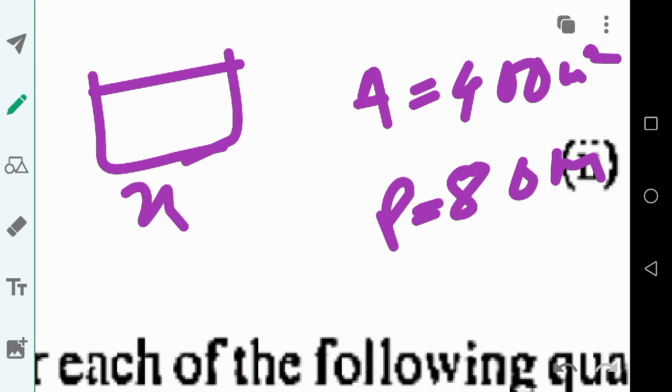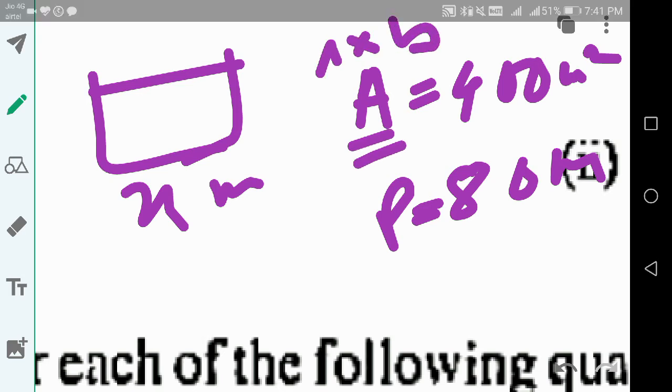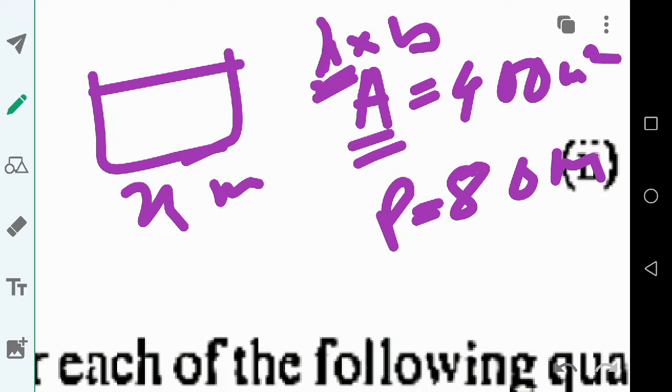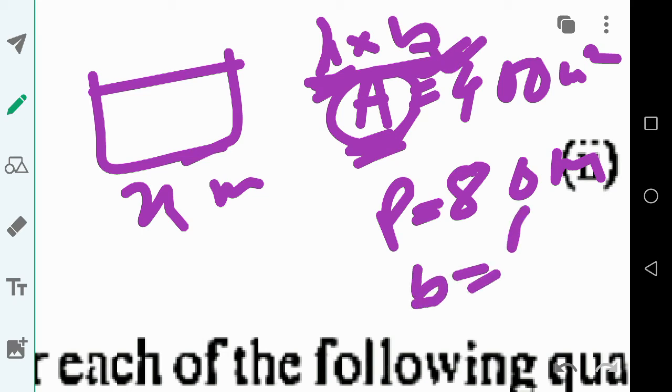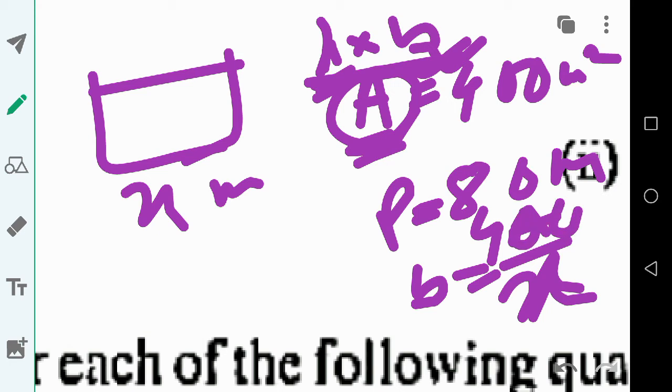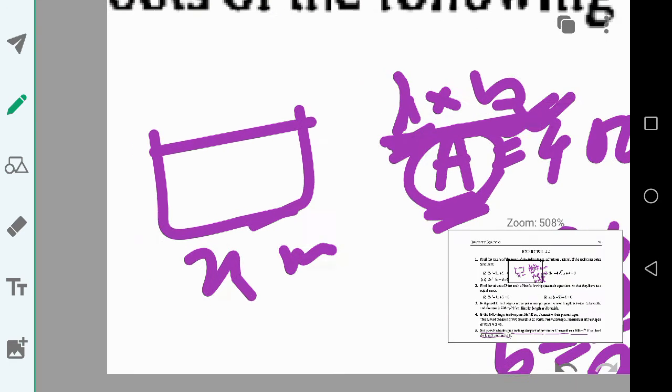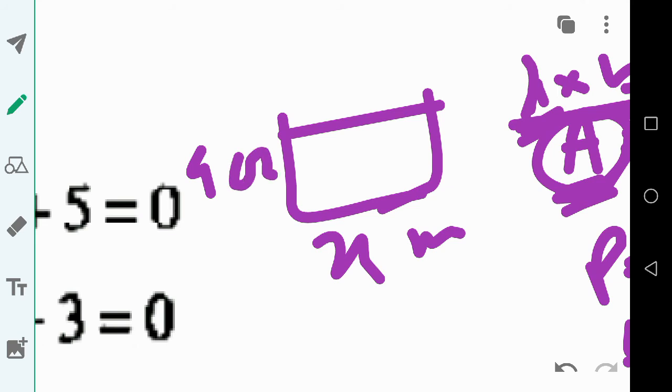If we consider the length is x meters, then what will be the breadth? We know area is equal to length into breadth, so breadth is equal to area by length. As we have considered length is x meters and the area is 400, its breadth must be 400 by x.